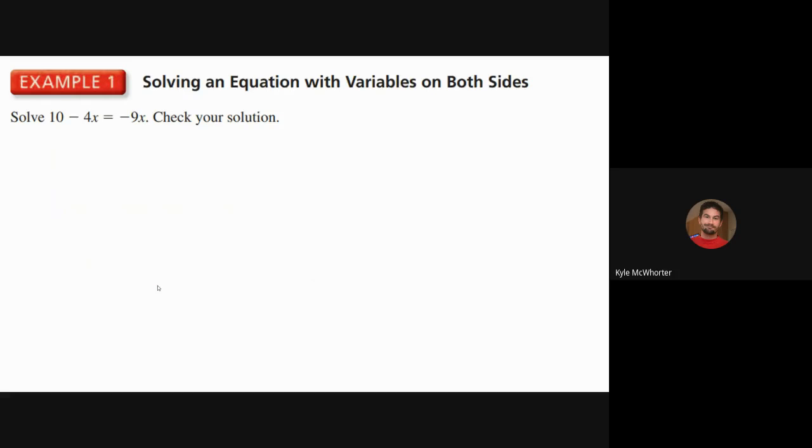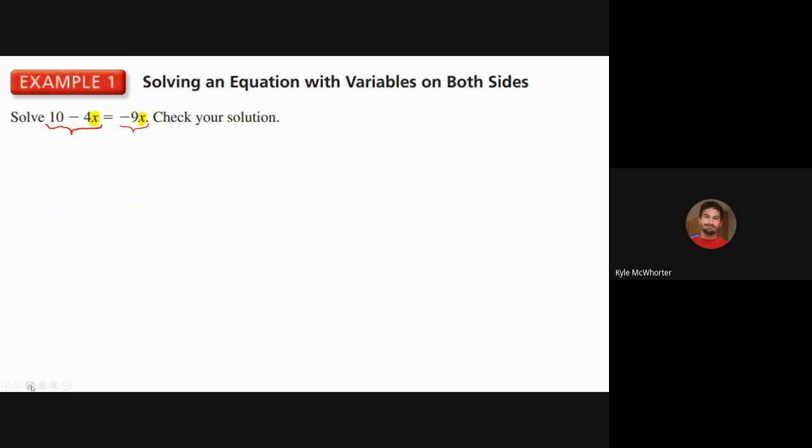Okay, so here's our first example. You can see that we have a variable on both sides of the equal sign. So the first thing we check is to see if we can simplify on either the left side or the right side. On the left side, we've just got 10 minus 4x. So I have two terms. One of them is a constant, the 10. One of them has a variable. So these are not like terms. I can't combine them, so I can't simplify that at all. The right side is just one term. You can't simplify that. So there's no simplifying that we can do on either side.